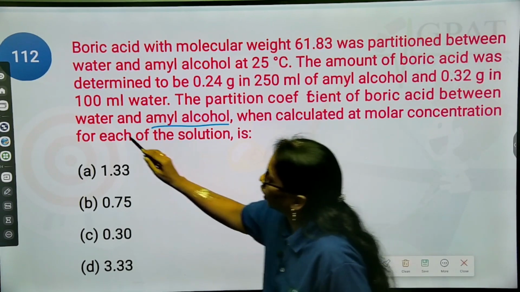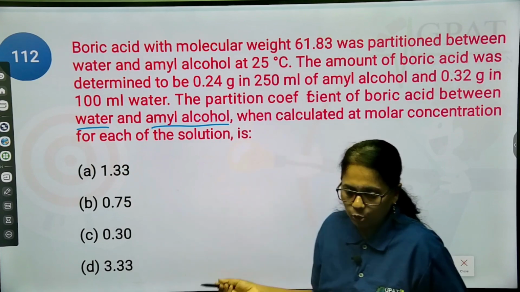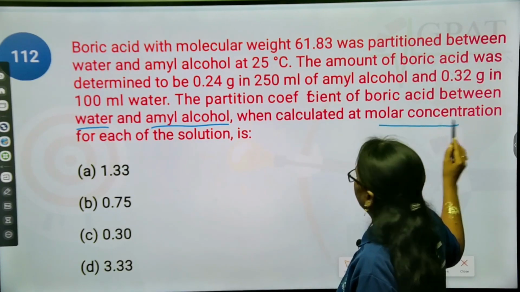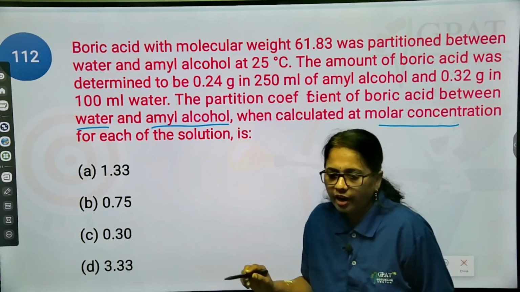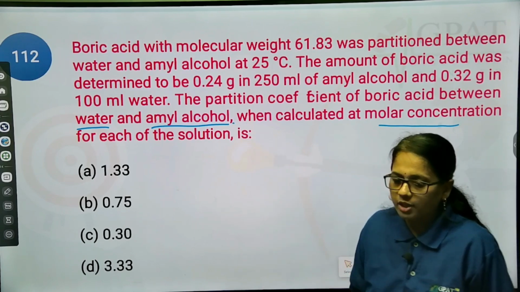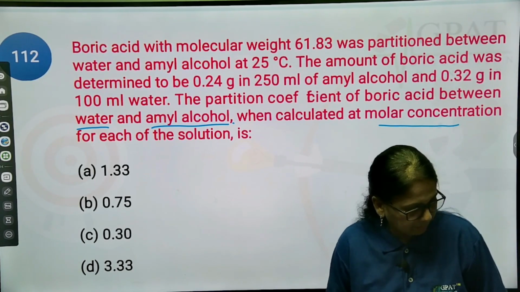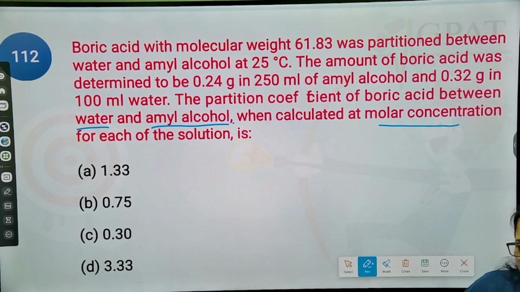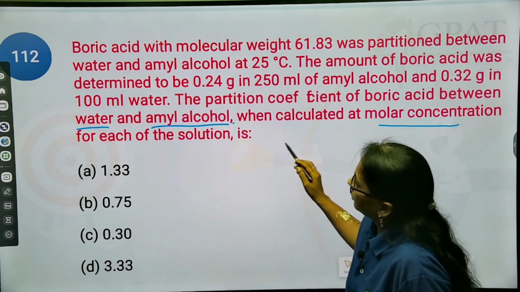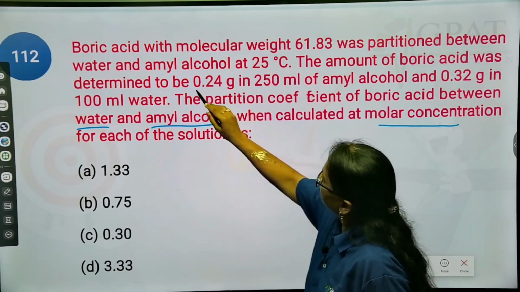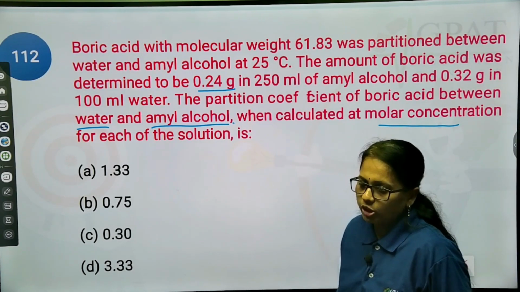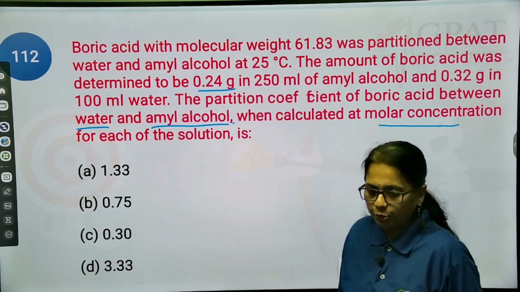So in water, we need to determine the amount of boric acid present at the molar concentration, and in alcohol, we need to determine the concentration of boric acid. Okay. So in that, if you see the amount of boric acid, they have already given it as 0.24 grams.